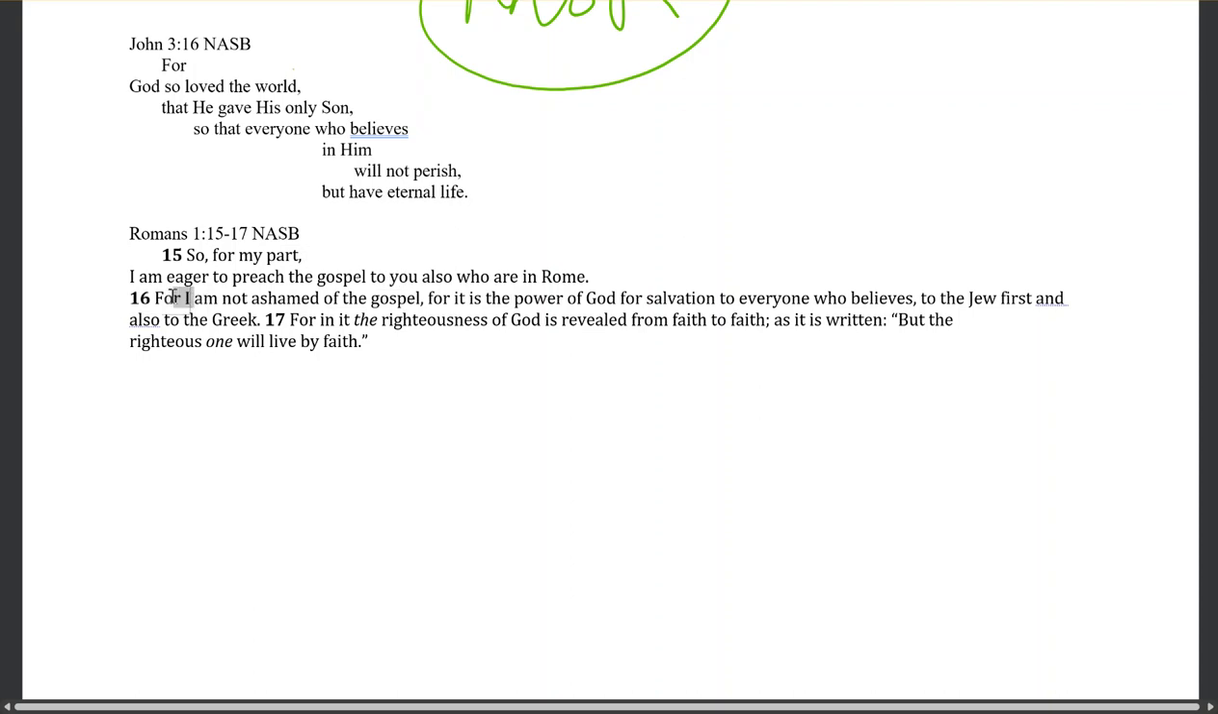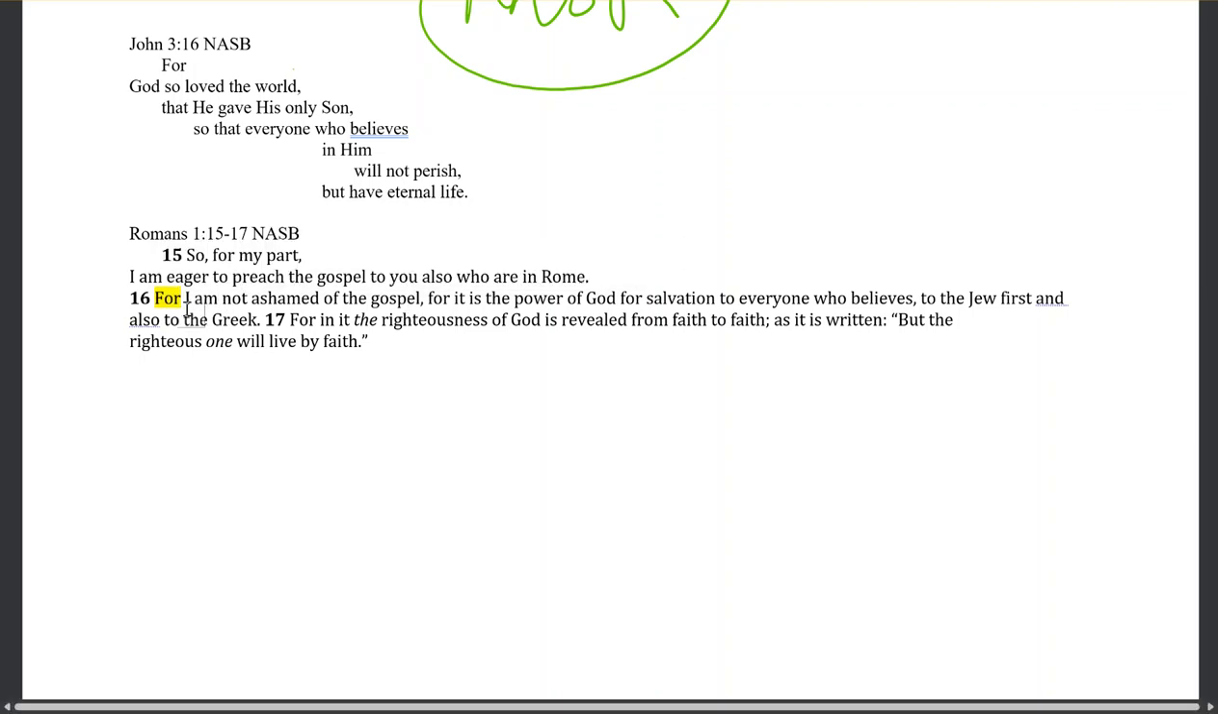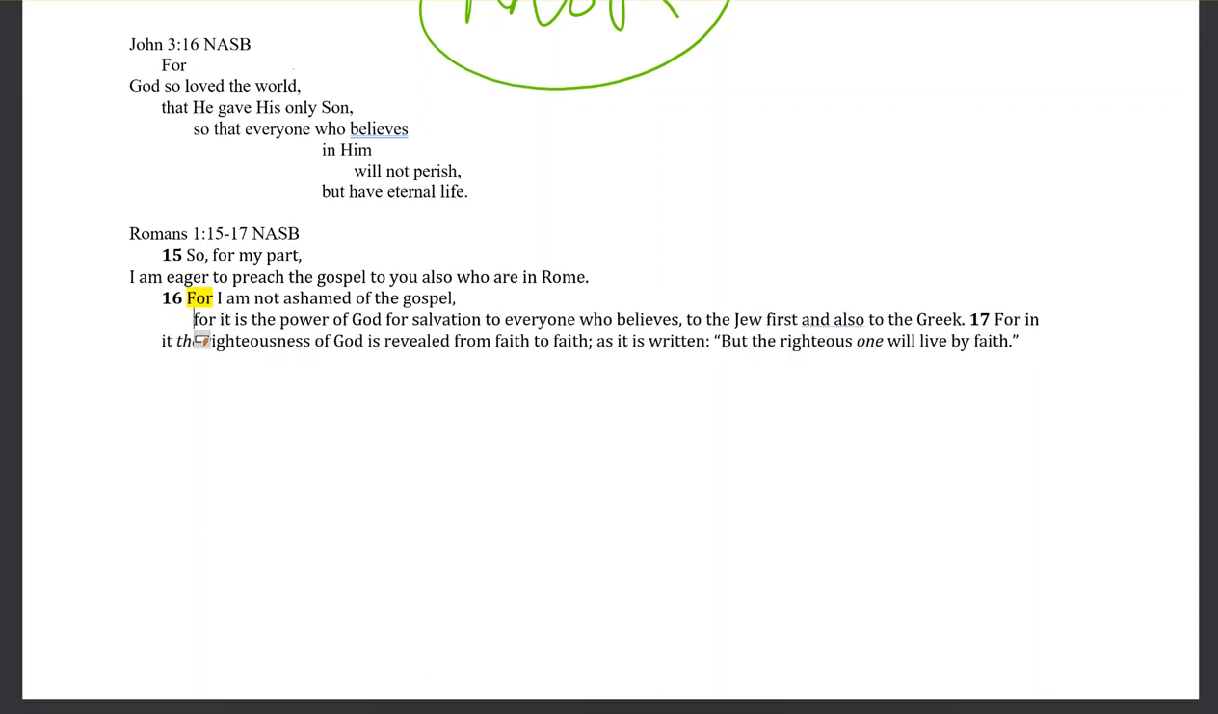Because or for, this for here is a because for. Because I am not ashamed. Because that's the reason we're going to put it under. Because I am not ashamed of the gospel. Why are you not ashamed of the gospel, Paul? For it is the power of God. I'm not ashamed of the gospel, for it is the power of God for salvation to everyone who believes, to the Jew first and then to the Gentile. Okay. I'm not gonna break that anymore, but you could.